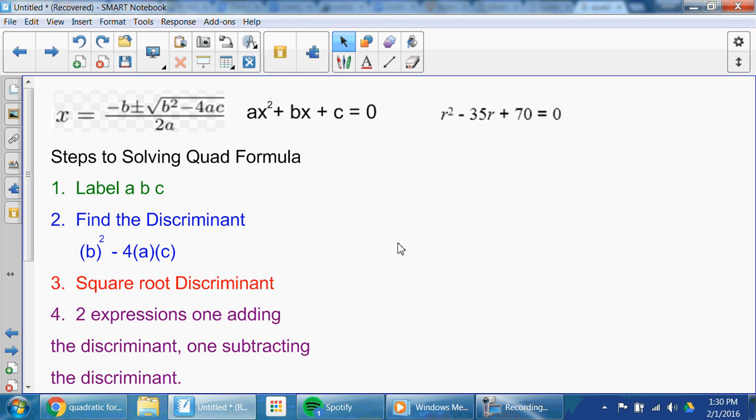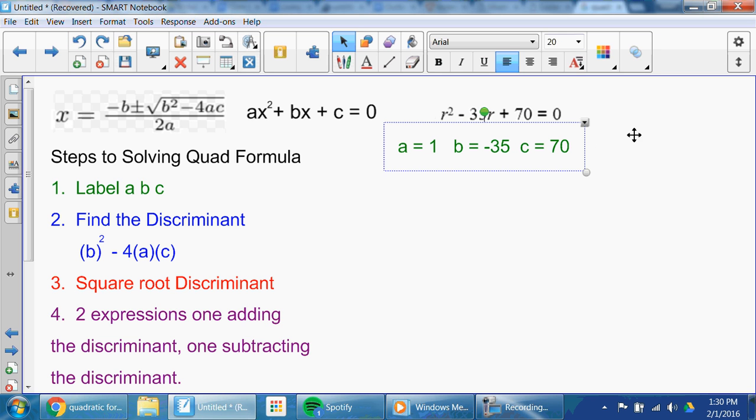Here we are solving a quadratic equation by using the quadratic formula. Here's the quadratic formula up in the top left-hand corner. This is a quadratic equation, ax squared plus bx plus c, using a, b, and c as real values in our equation. So the first thing we've got to do is label a, b, and c with our function before we start plugging them into our equation. So I've got to label them.